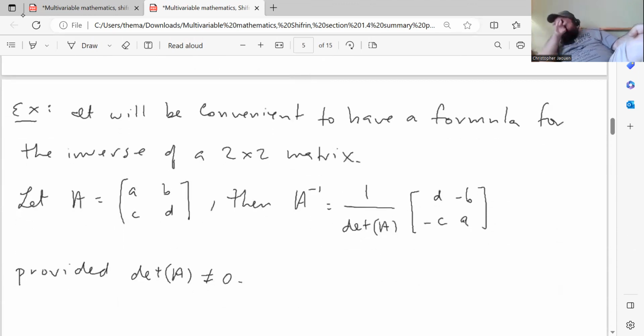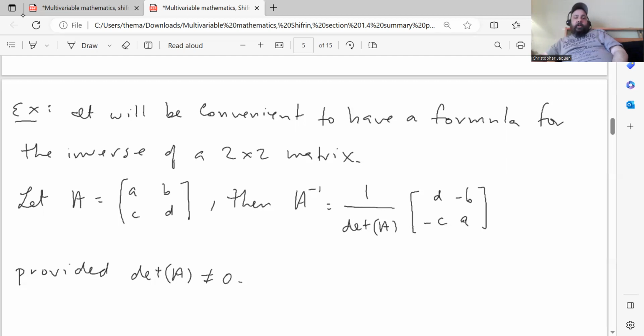Right. He says in the book, it'll be convenient to have a formula for inverting a 2 by 2 matrix. So he gives us the formula here. If A is the 2 by 2 matrix a, b, c, d, then A inverse is given by 1 over the determinant of A times the matrix d, -b, -c, a. That is provided that the determinant is not 0.